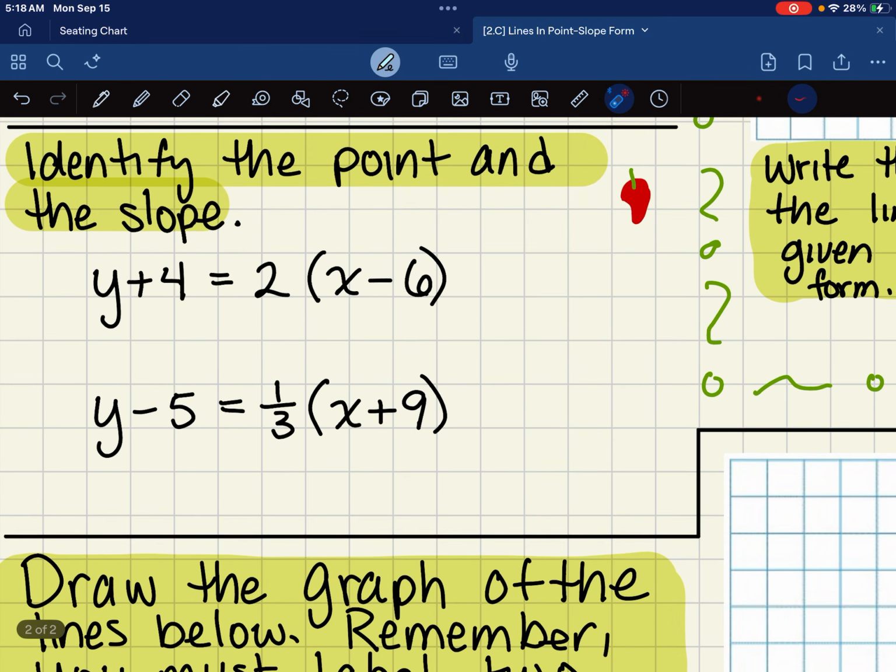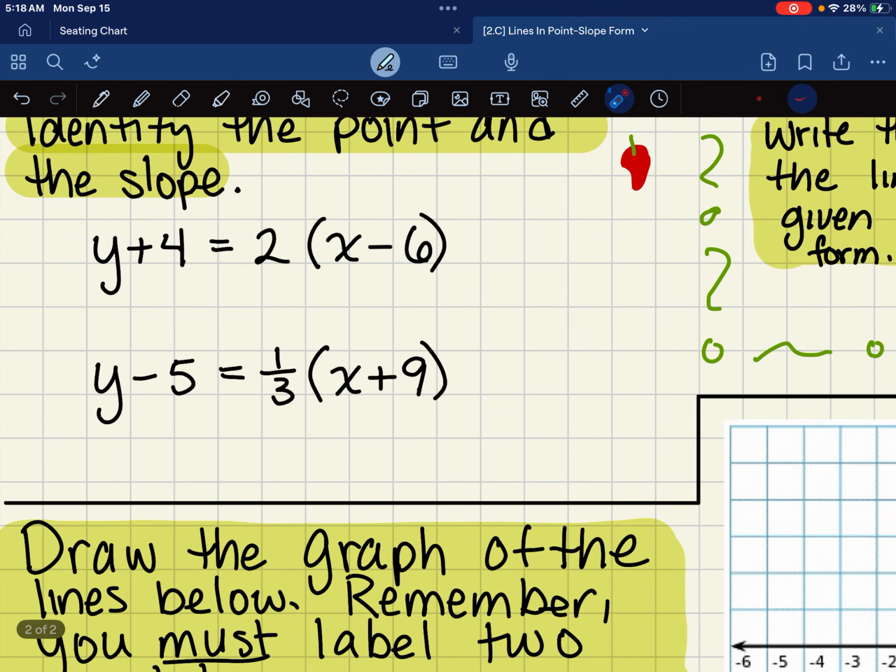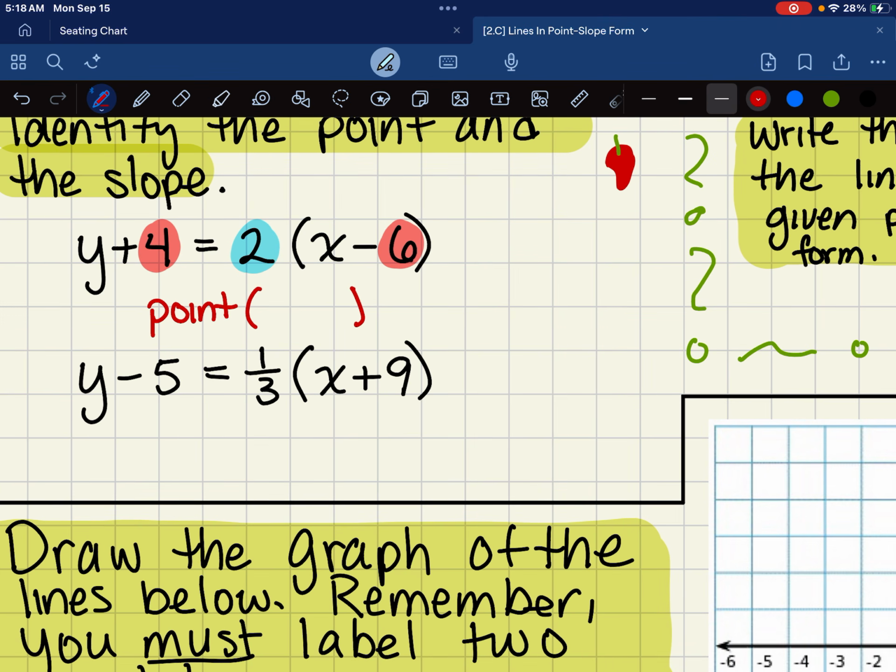Now here, I can go the other way. I can highlight those numbers in my appropriate colors, and I can identify the point and slope from it. The point is the part that's tricky for kids. The slope is pretty straightforward. It's just the number in front of the parentheses. In this case, it's a 2.